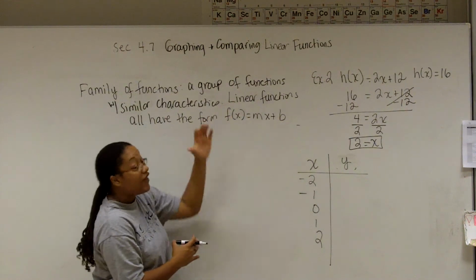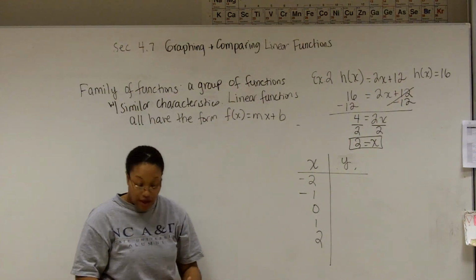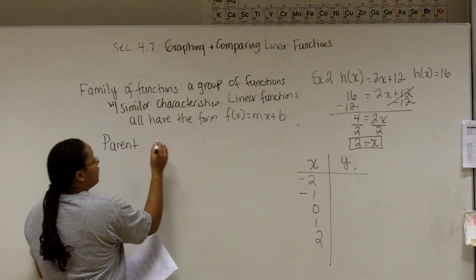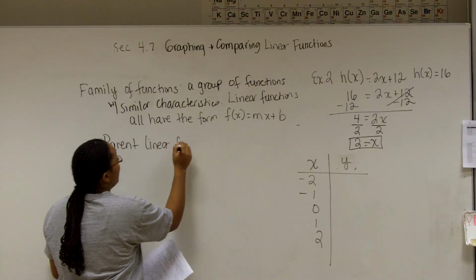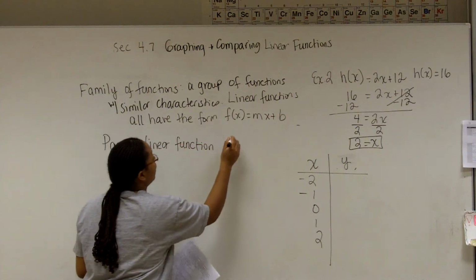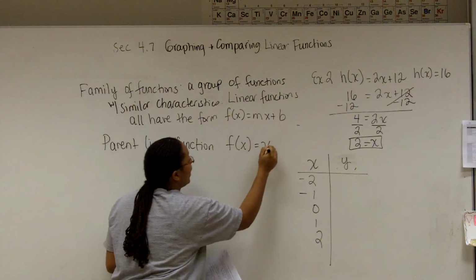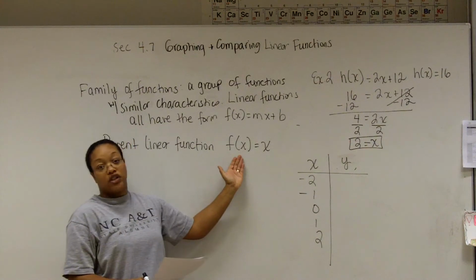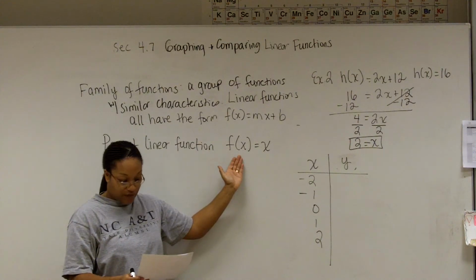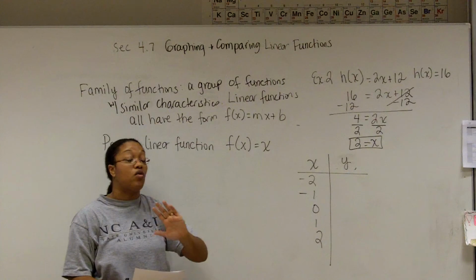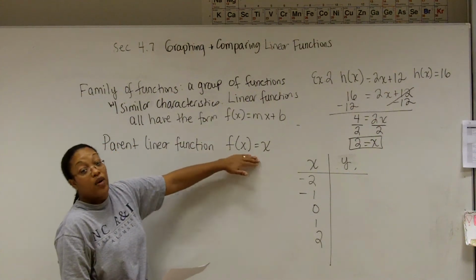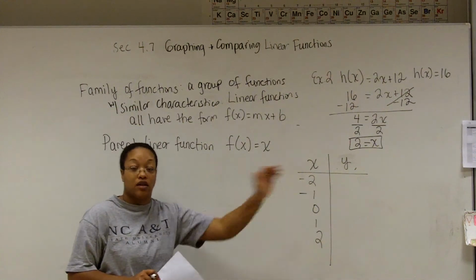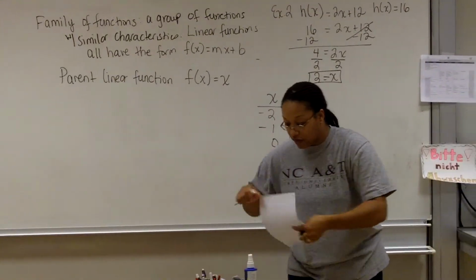And when we talk about a family, there's always parents. So our parent linear function is the most basic one, and that is when your f of x is equal to x. Whatever your x value is, that's what your function will be. Very simple. We're going to graph it because I want you to know how to recognize it as the equation, as the function, and on the graph. So, shall I? Okay. Let me get my pencil here.